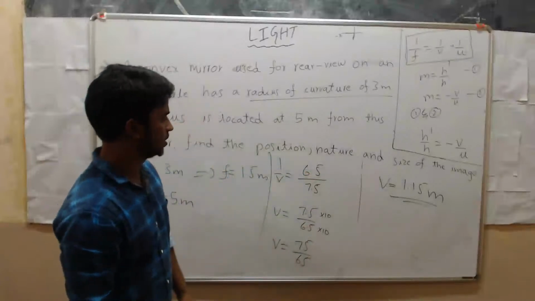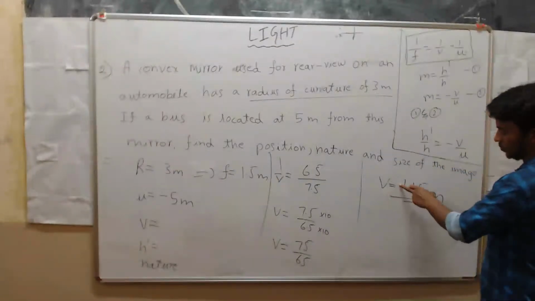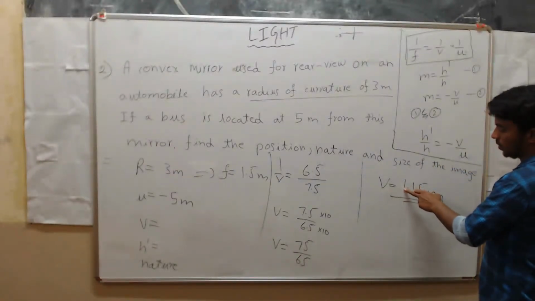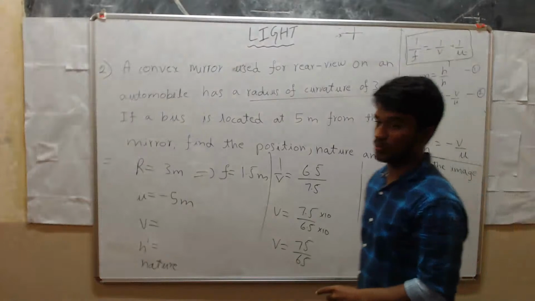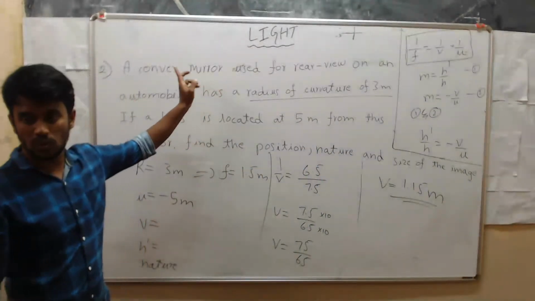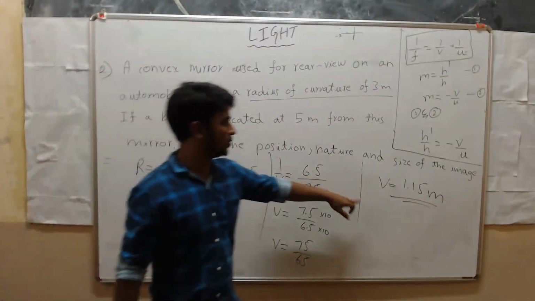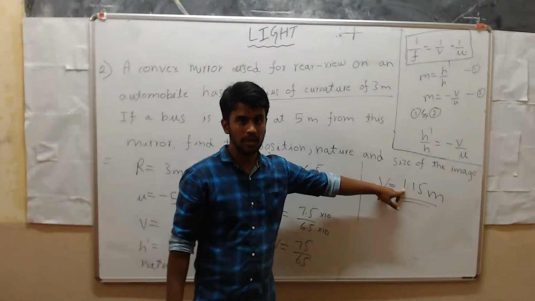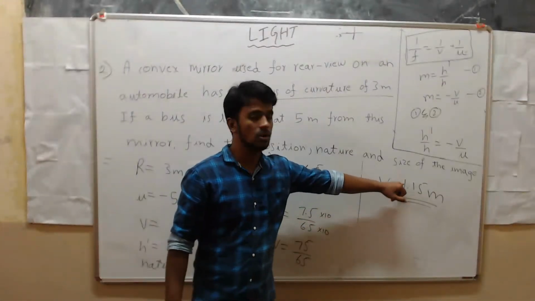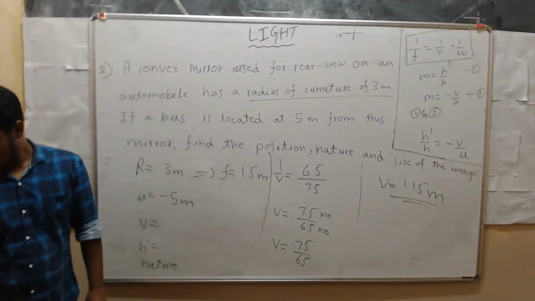See here, just observe. The v value is positive, v equal to positive 1.15. Why? Because the images formed by a convex mirror are always virtual and erect. If the image is virtual, then we should get the v value in positive. So that's why we got v equal to plus 1.15 meter. Okay, next.